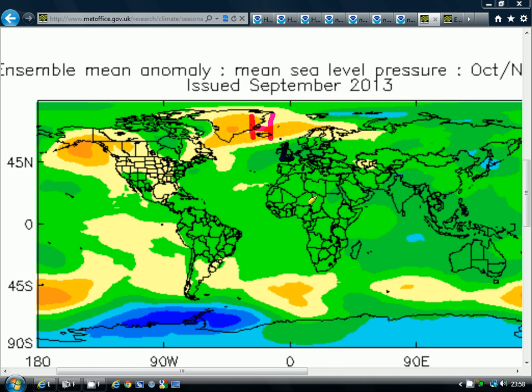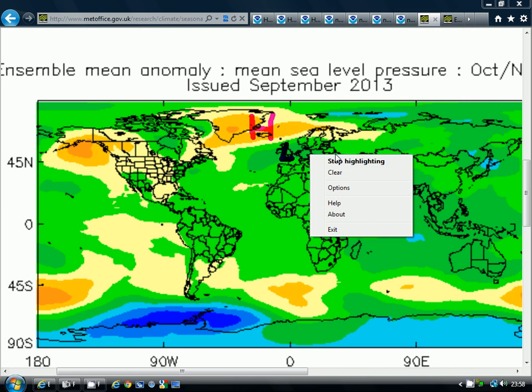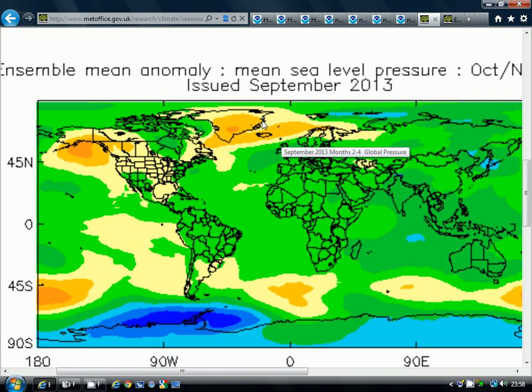Low pressure is more or less around the British Isles, below average pressure. These are sea level pressure anomalies. They're not height anomalies. So we've got blocking to the north, low pressure around the British Isles.